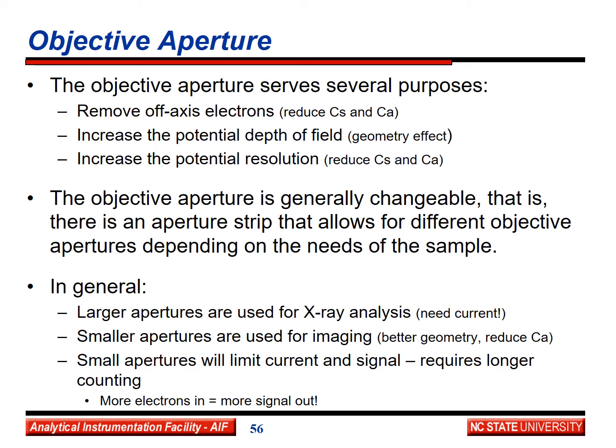The objective aperture is generally changeable, which means that there's a strip that has multiple apertures on it that allows the operator to choose a particular aperture depending on what they're trying to do. In general, we're going to use a large aperture for X-ray analysis because we need current. We're going to use small apertures for imaging because this gives us better geometry and it reduces aberrations. But you must notice that small apertures are going to limit current and signal, which means we're going to have to count longer. So we're going to have to collect our images over a longer period of time.